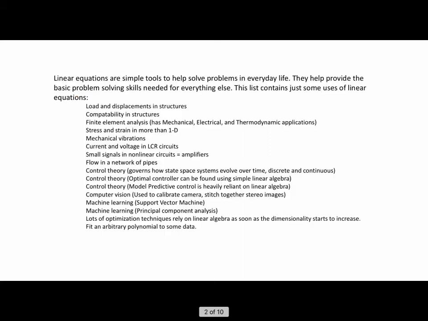Hi everyone! Linear equations are simple tools to help solve problems in everyday life. They help provide the basic problem solving skills needed for everything else. So here's a list that contains just some of the uses of linear equations in the real world.